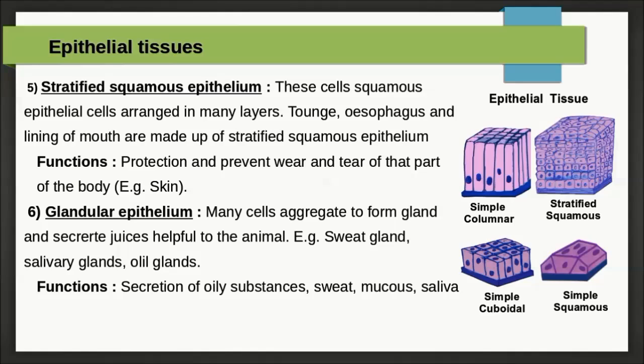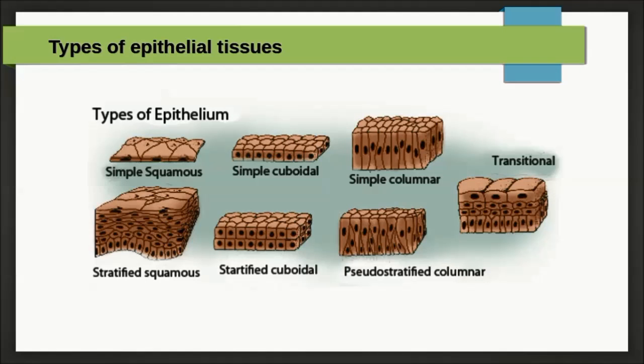Example, skin. Number 6. Glandular epithelium. Many cells aggregate to form a gland and secrete juices helpful to the animal. Examples: sweat glands, salivary glands, oil glands. Functions. Secretion of oily substances, sweat, mucus, saliva. The given diagram shows the representation of different types of epithelial tissue.